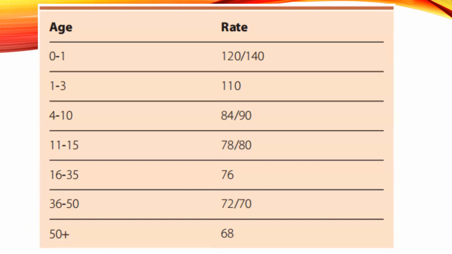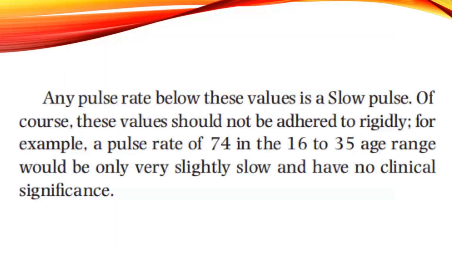11 to 15, 78 to 80. 16 to 35, 76 per minute po. 36 to 50, 72 to 70. Pag 50 and above, dapat daw po ay 68. Yan po yung, sa bagay, iba-iba po yung librong ginagamit. At least kung ano po yung gagamitin ng lamp, yun po yung susundan natin. Any pulse rate below these values is a slow pulse.